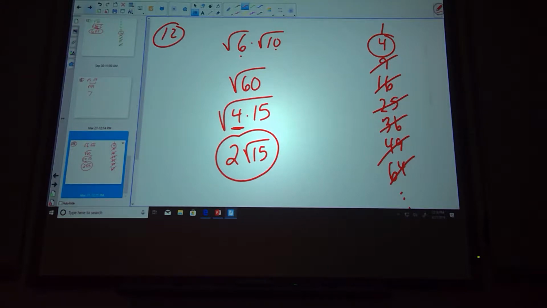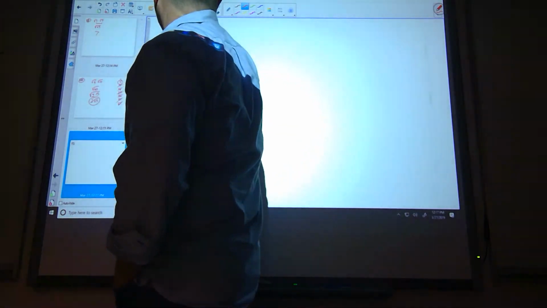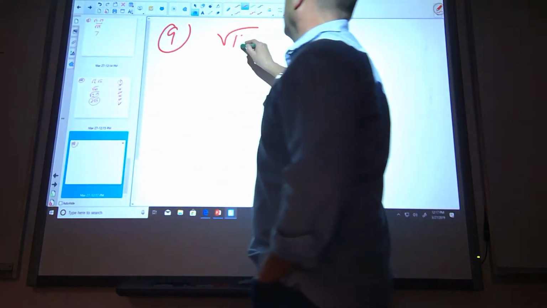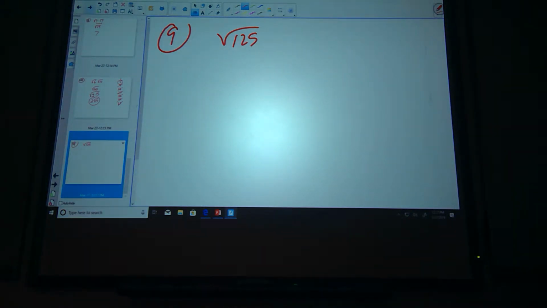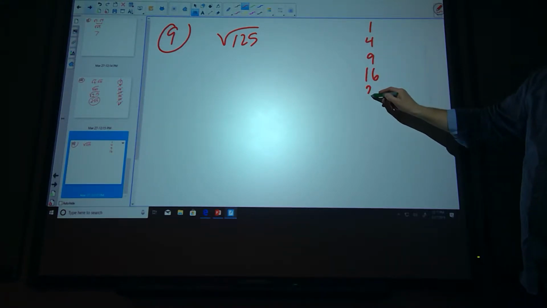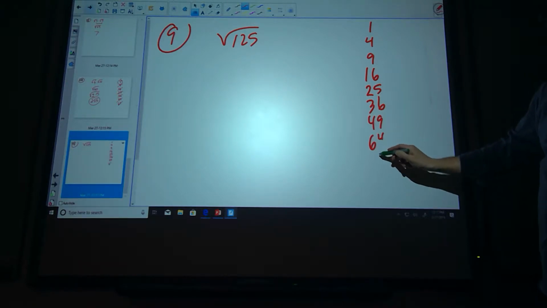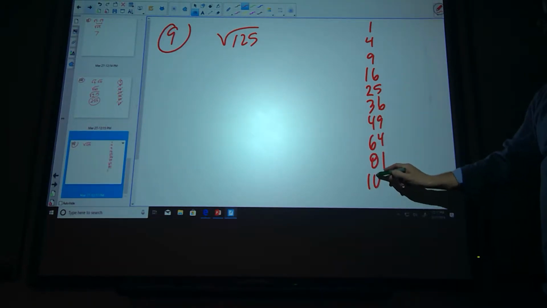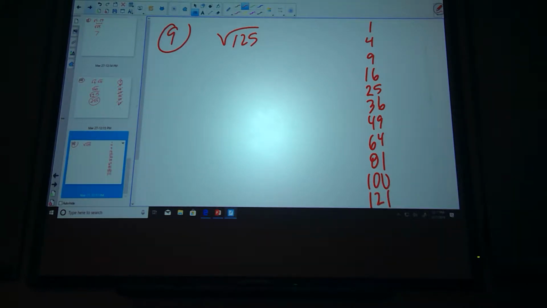What else? Yeah. 9. Root 125? That right? Am I right? Yeah. Okay. Let's put my perfect squares up there. I got 1, 4, 9, 16, 25, 36, 49, 64, 81, 100. I could go a little further. I could say 121. That's 11 times 11.